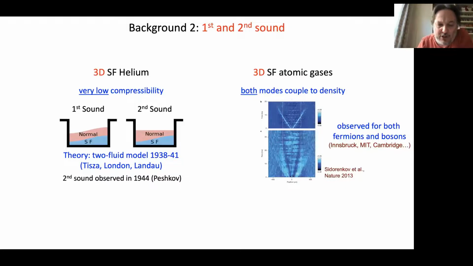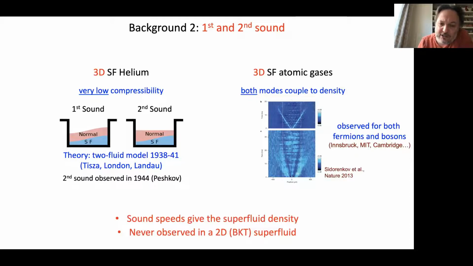And so now we come to our story and the motivation for it. So it's kind of a twofold motivation. The first one is that the sound speeds give the superfluid density. If you're in liquid helium, you just need the second sound, but if it's a compressible liquid, you need both speeds in order to extract the superfluid density. So that's good for us. That's why we want to do it.